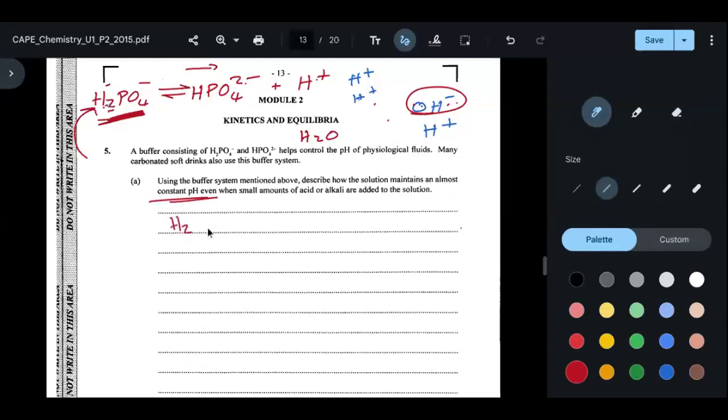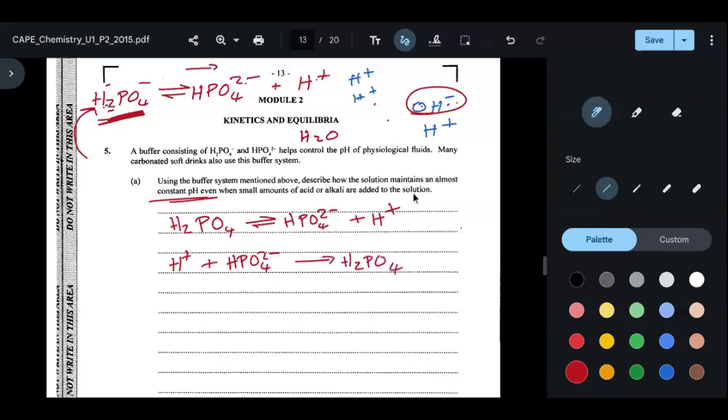So H2PO4 minus to give HPO4 2 minus plus H plus. So what you would tell them, right? You're going to tell them that when you add the hydrogen ion, the reverse reaction will happen, which is H plus plus HPO4 2 minus to give H2PO4 minus. So what we are doing, right?